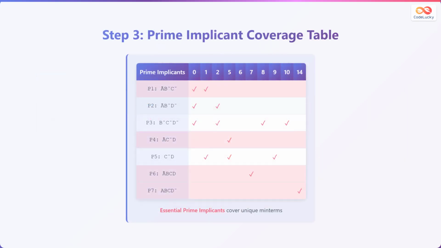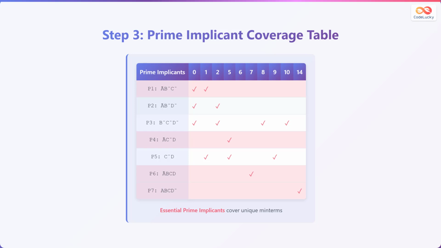Now we construct the prime implicant coverage table to identify essential prime implicants. The table lists prime implicants P1 through P7 as rows and the original minterms 0, 1, 2, 5, 6, 7, 8, 9, 10, and 14 as columns. A checkmark indicates that a particular prime implicant covers a specific minterm. Prime implicants that cover unique minterms are essential and marked with a different background color.